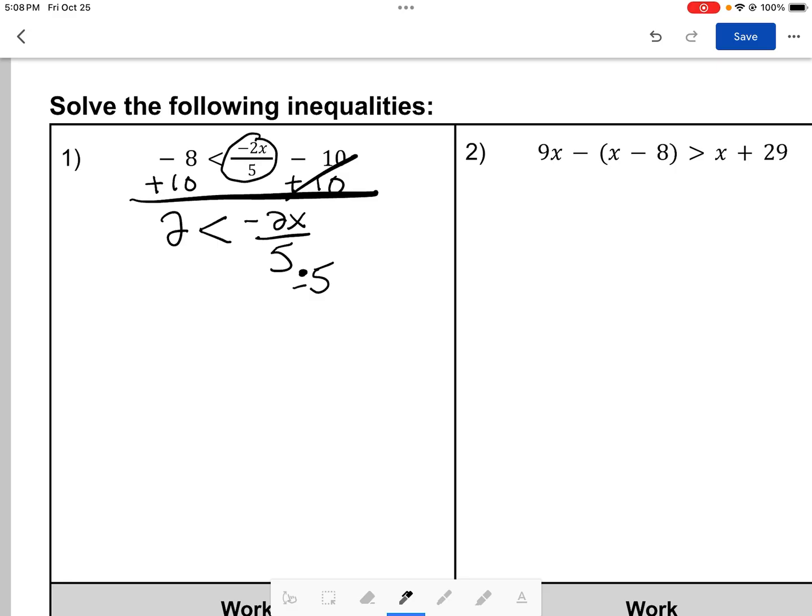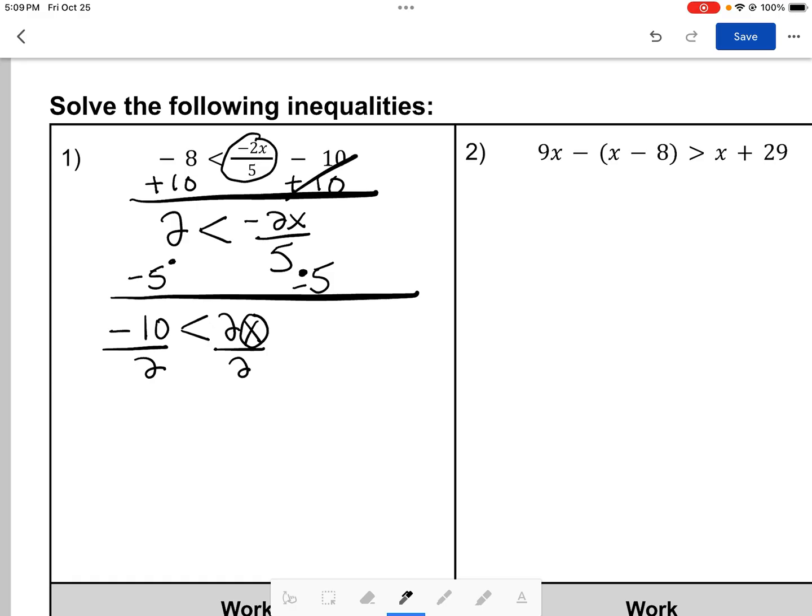And I'm going to make that negative so that I get rid of the negative as well. I know 2 times negative 5 is negative 10. Bring down my less than sign, and then I'm left with positive 2x. Now, in order to get my x here by itself, I'm going to divide both sides by positive 2. Because I'm dividing by a positive, the sign is going to stay the same. 2 divided by 2 is 1x. And then negative 10 divided by positive 2 is negative 5. So negative 5 is less than x is what you should have gotten for number 1.